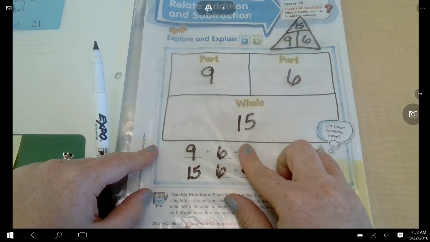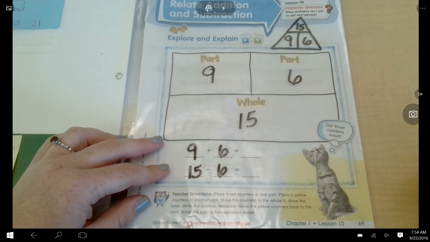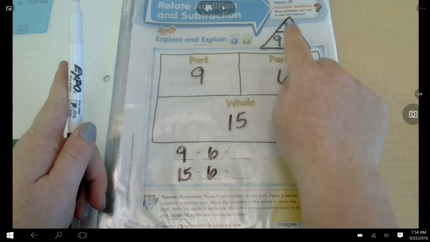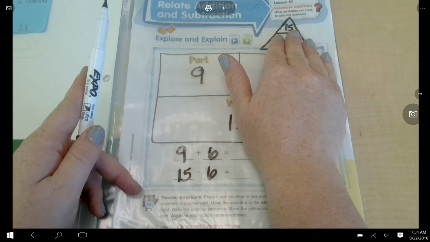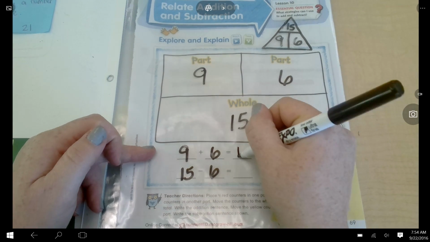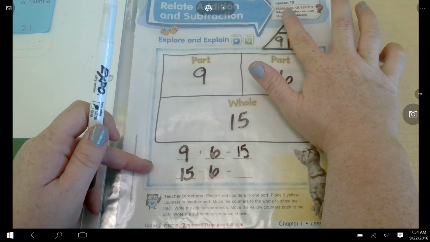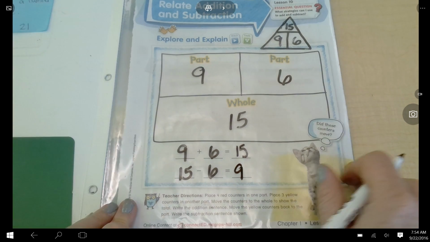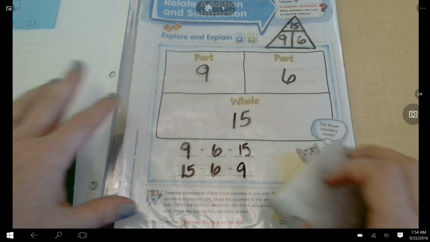So let's say I have this: 9 plus 6 equals something, and 15 minus 6 equals something. So I'm going to go up to my triangle. I have 9 plus 6 equals something. I'm going to cover up 9 plus 6. My answer is 15. Then 15 minus 6 equals something. So I'm going to cover up 15 and 6. My answer is 9. So that is what we're learning today, fact families.